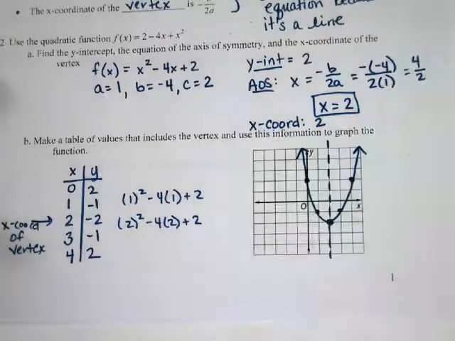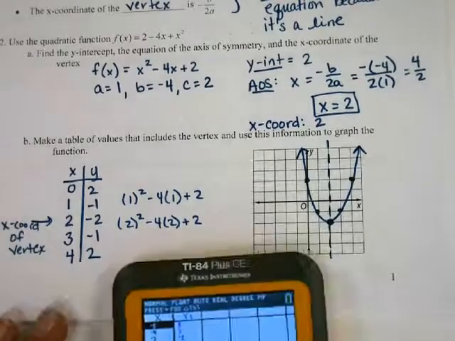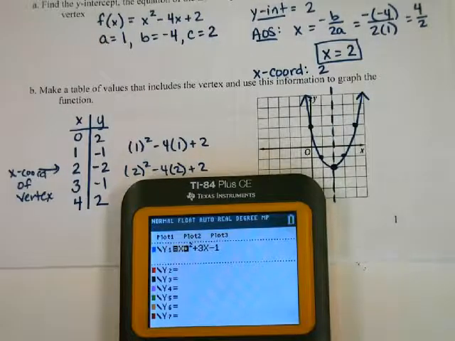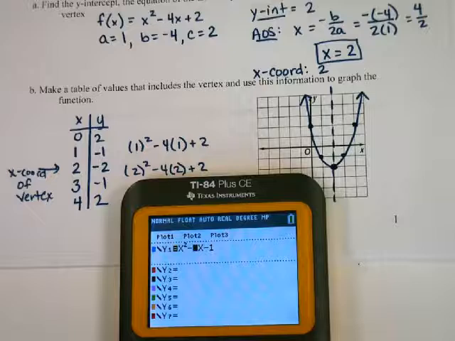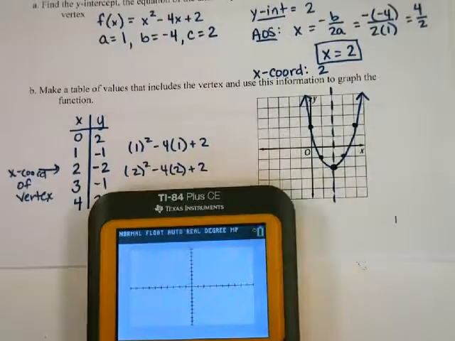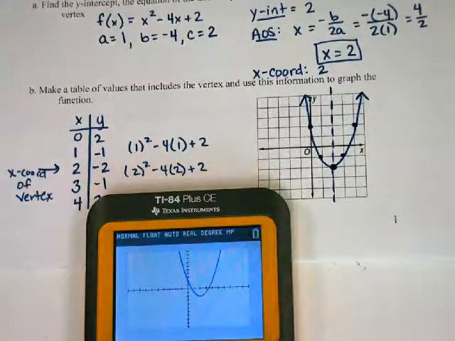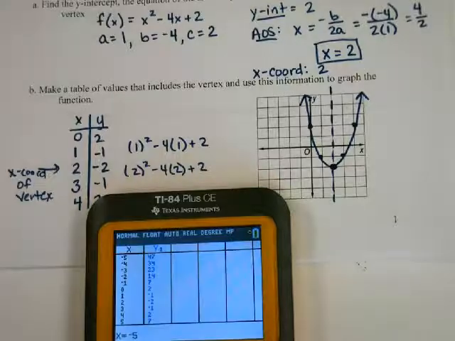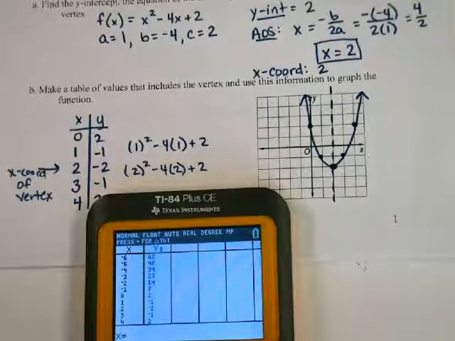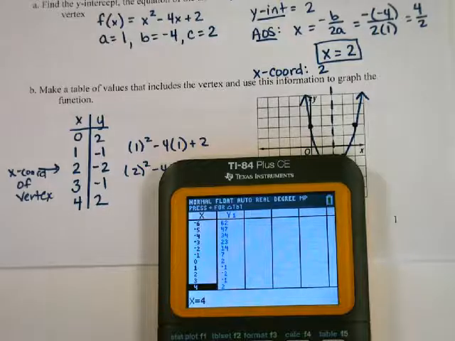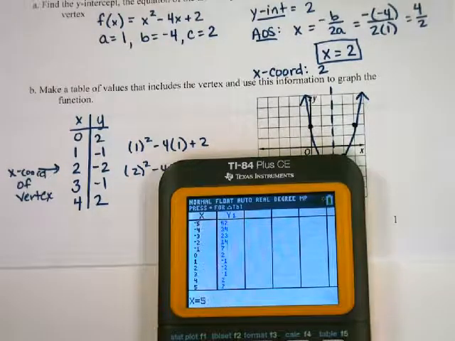We could also throw this into our calculator, and we should see the same table of values. So if I plug this into my calculator, x squared minus 4x plus 2, hit graph. Let's make sure it matches. Looks the same to me. Second graph, I'm going to look at my table. Here we go, 0, we were at 2, 1, we were at negative 1, 2, we were at negative 2, 3, we're at negative 1, 4, we're at positive 2.